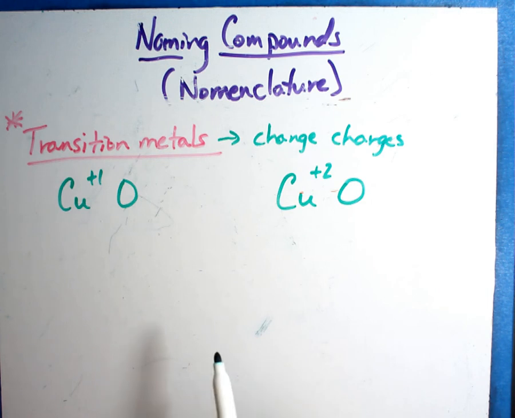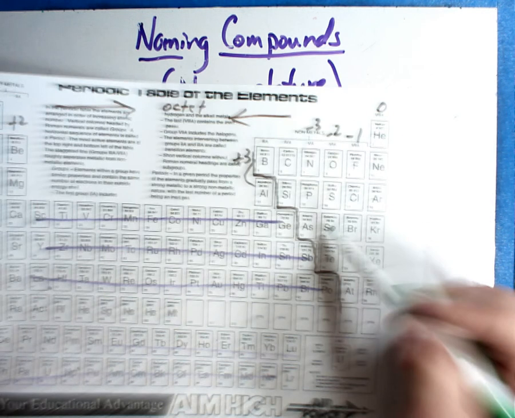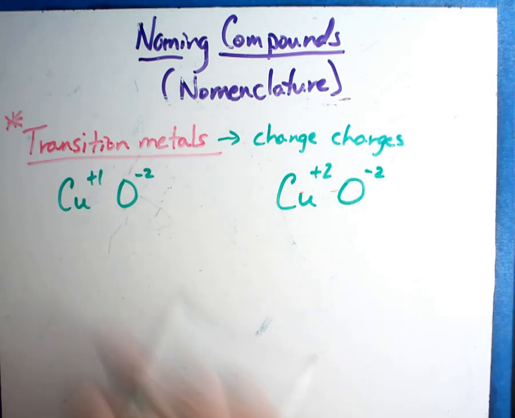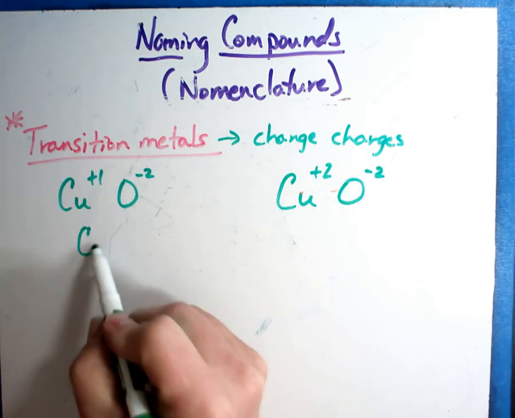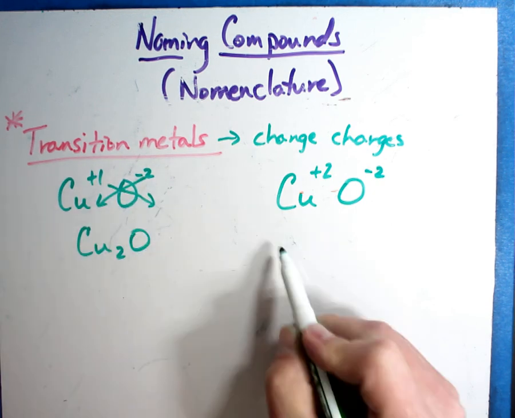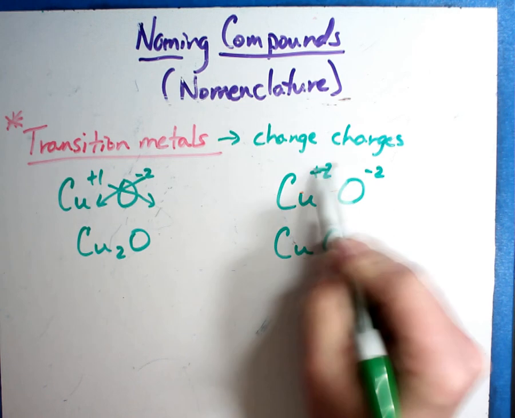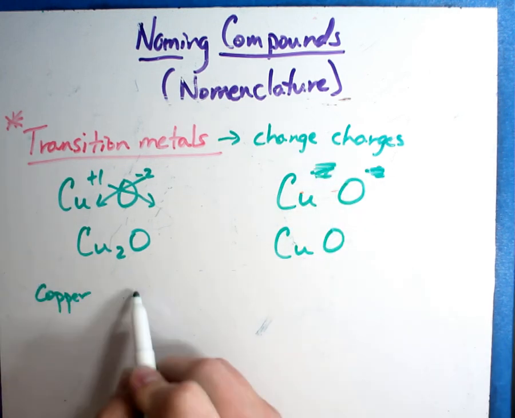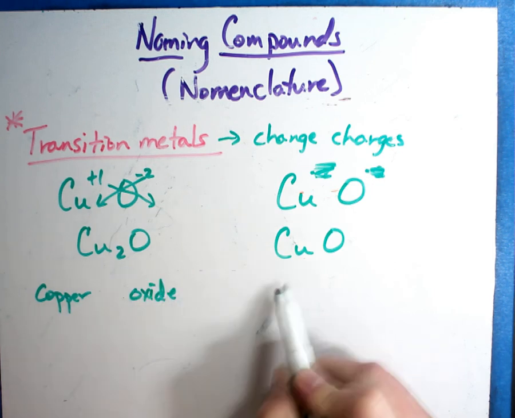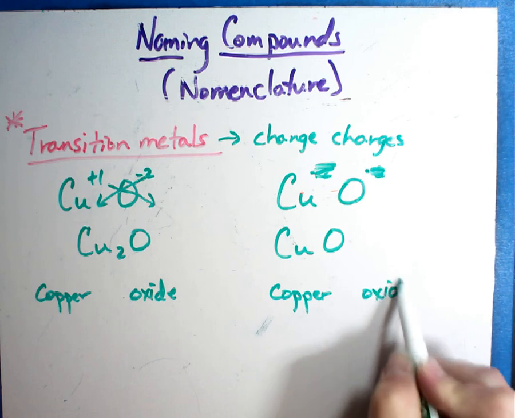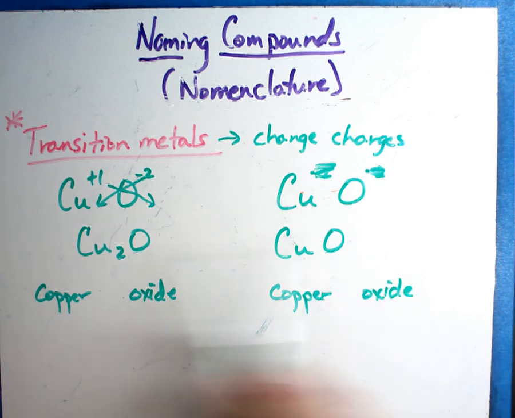Now, oxygen on the chart is in the -2 column, so it's always a -2. Now if I do what I've been doing in the other videos, the answer for this compound when I switch them is Cu2O, and this one is CuO. They cancel. This one would be called copper oxide, and this one would be called copper oxide. But you can't have two things that have the same name with different formulas. And so they had a real problem.